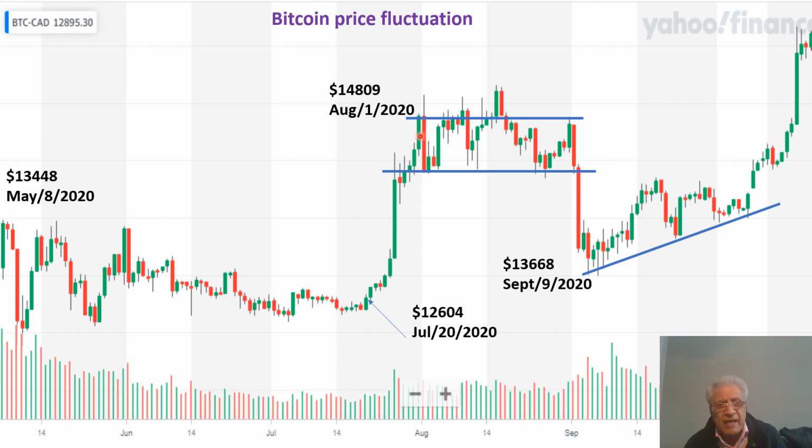and that is a bearish engulfing, which if you blend even these two candles, you get a shooting star. That's a sign of a downtrend. So you exit the market at this point at 14,809 on August 1st, 2020.